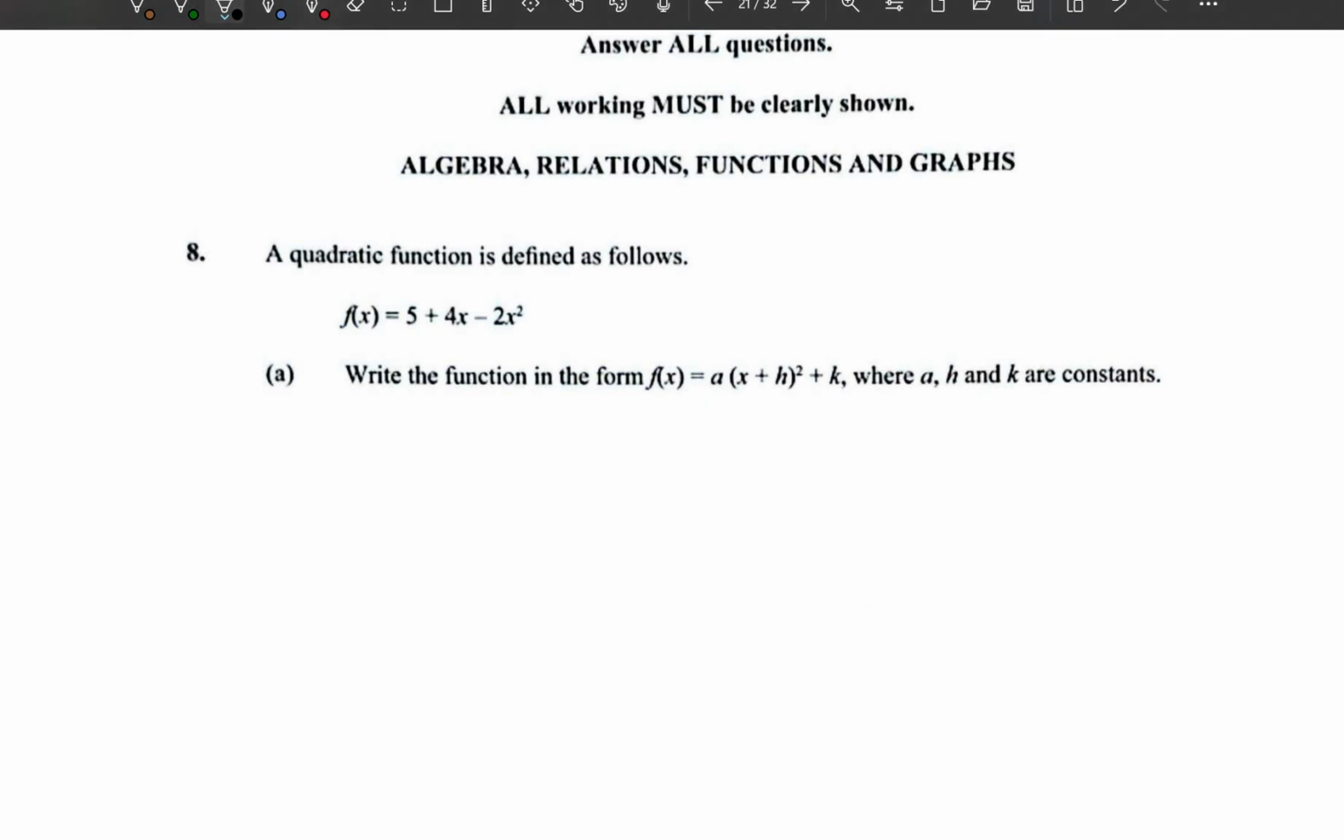Right, so number 8. Unfortunately, I'm going to have to do these in sections. I'm getting a little bit of technical difficulties. Thank you guys for bearing with me. Number 8 says we have a quadratic function defined as follows.